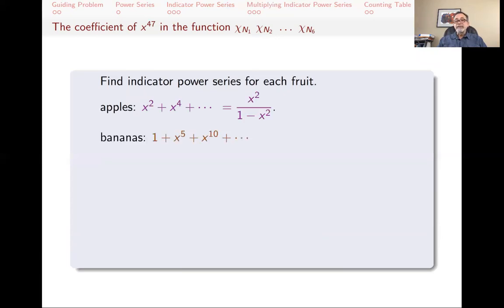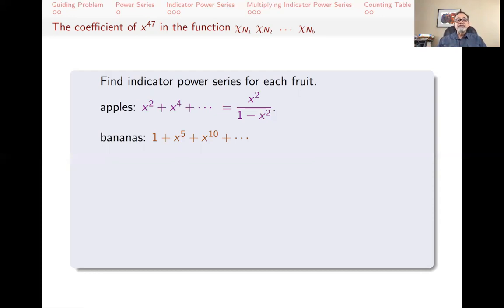For bananas, we have 1 plus x to the 5th plus x to the 10th, because they were supposed to be multiples of 5. For apples, it is x squared plus x to the 4th plus 3 dots. Why is that x squared over 1 minus x squared? Because if you start with 1 over 1 minus x, that's 1 plus x plus x squared plus x cubed and so forth. If instead of x you put x squared, you get 1 plus x squared plus x to the 4th, and so forth, equals 1 over 1 minus x squared. Then if you multiply it by x squared, you get rid of that 1 and it becomes x squared plus x to the 4th plus 3 dots.